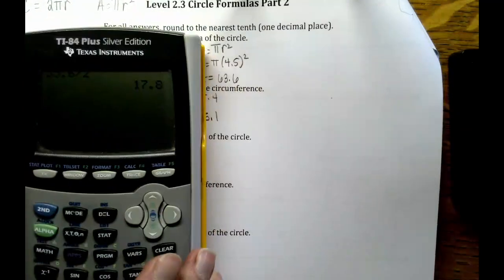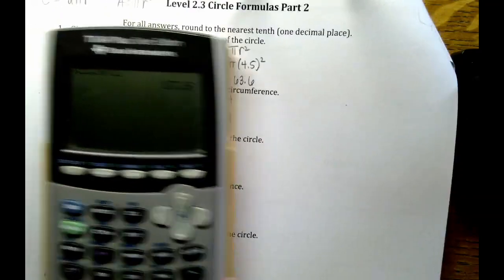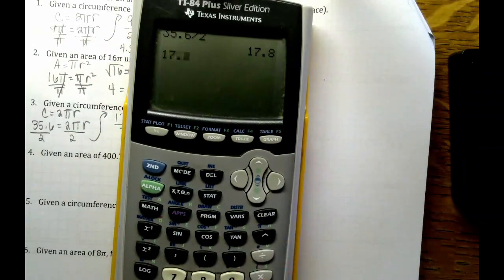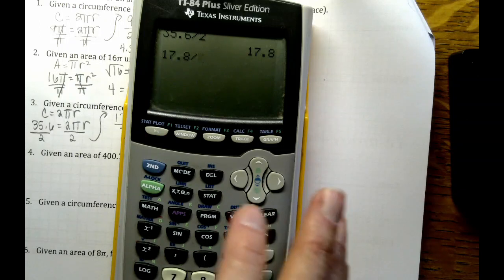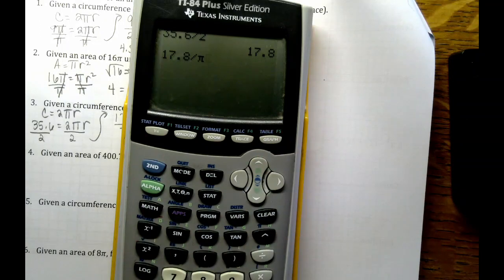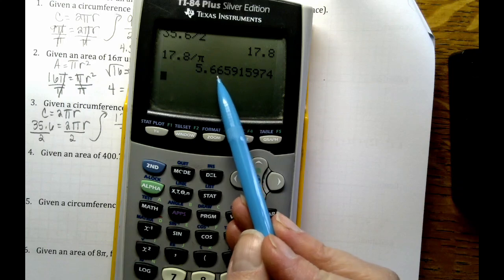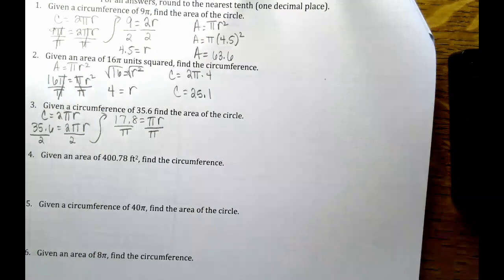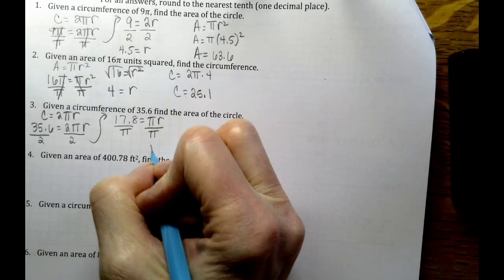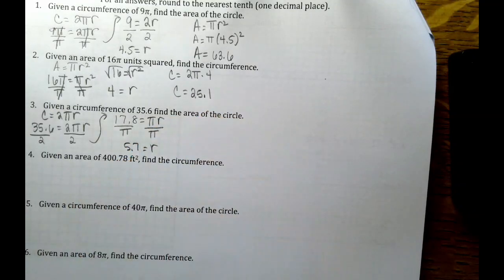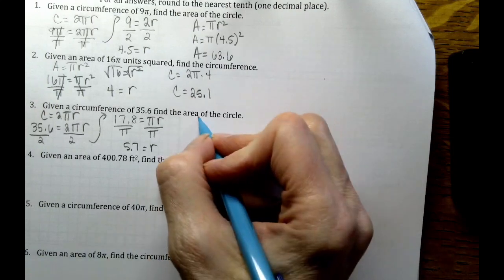So use your pi button on there. We do have to round to 1 decimal place. 17.8 divided by pi is going to give us 5.66. So I'm going to round, because this second 6 is 5 or higher, I'm going to round that to 7. So our radius is 5.7. And now we're going to use that back into our area formula.